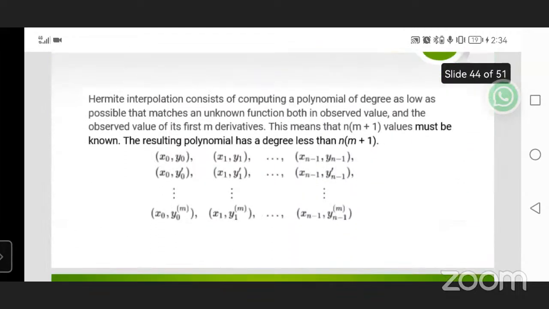So here we have Hermite interpolation, which consists of computing a polynomial of degree as low as possible that matches an unknown function, both in observed value and the observed value of its first derivative. This means that n+1 values must be known. The resulting polynomial has a degree less than n+1. So we have this figure here which shows the x and y values up to n-1, and at the bottom here we have the x and y values raised to power m.